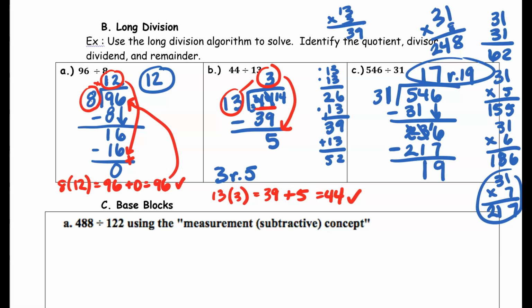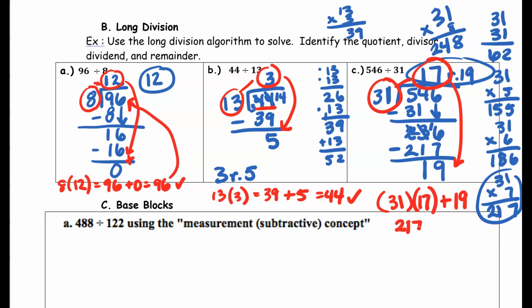And then let's check our work using the division algorithm. So we're going to do 31, this number times this number plus that number. So times 17 plus 19. If you work that out, you end up getting, it's 200, and I think that's 200. Yep, that'd be 217 plus 19. Oh, wait. Nope. Sorry about that. If you multiply those together and add 19, then you end up getting 546, which is the number inside the box. So that ends up checking out, and we know we got the right answer.